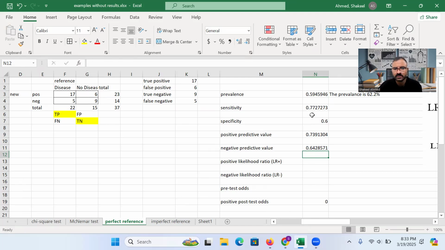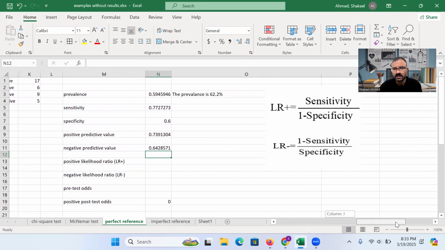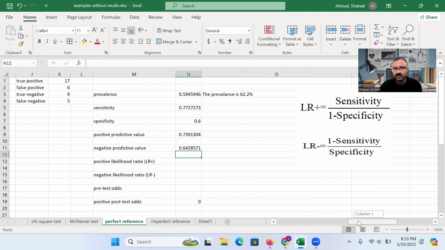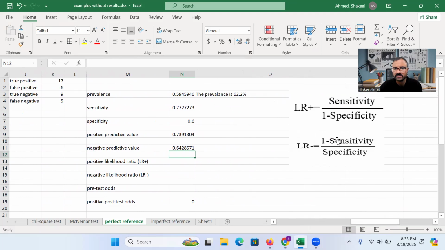And what is positive likelihood ratio? So we have two types of likelihood ratio. One is the positive likelihood ratio, and the second is the negative likelihood ratio. Positive likelihood ratio is the sensitivity divided by 1 minus specificity, and negative likelihood ratio is 1 minus sensitivity divided by specificity. So these are used as a measure of basically having a correct answer.